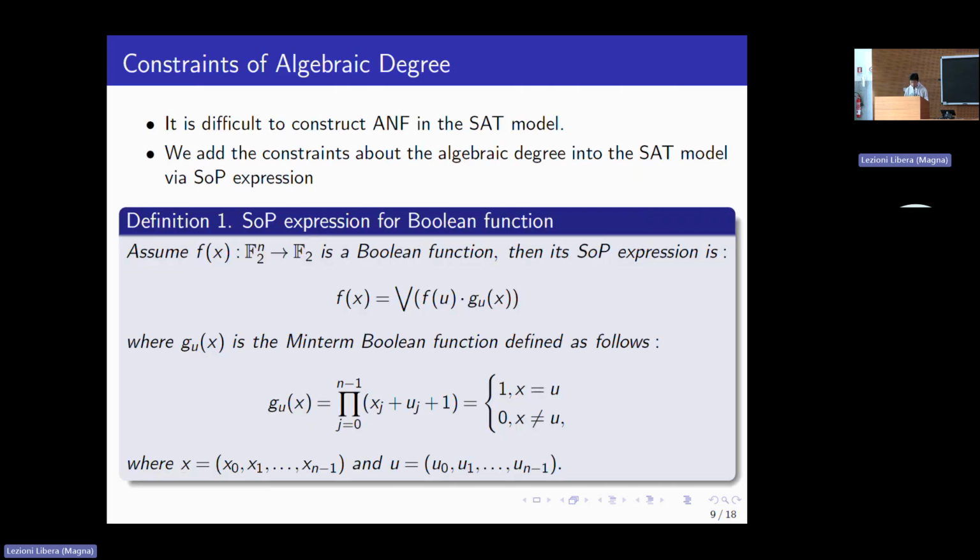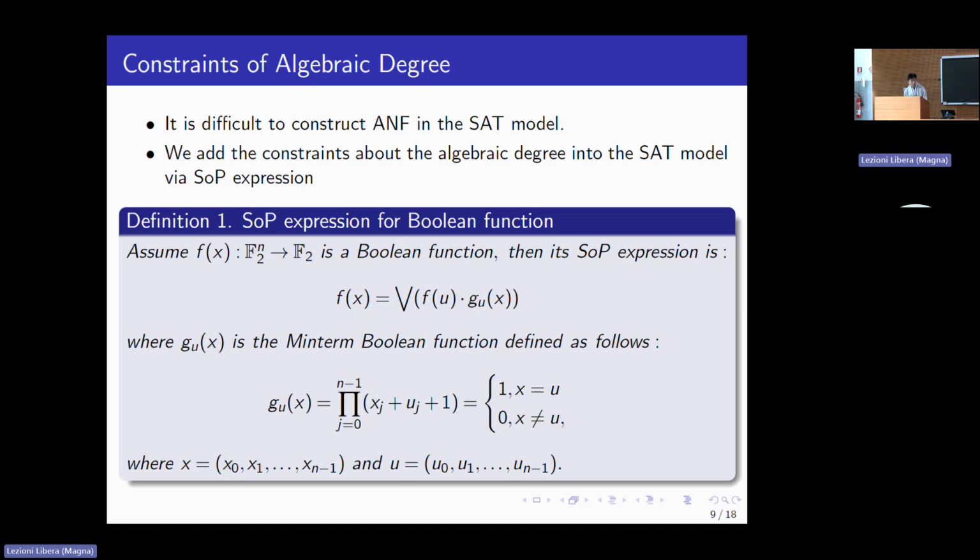And firstly, we add the constraint of algebraic degree. However, it's difficult to construct ANF in the SAT model. To solve this problem, we can go via the SOP expression. The SOP expression is a way of representing all input combinations that make an output of 1. It's a logical expression derived from the truth table.